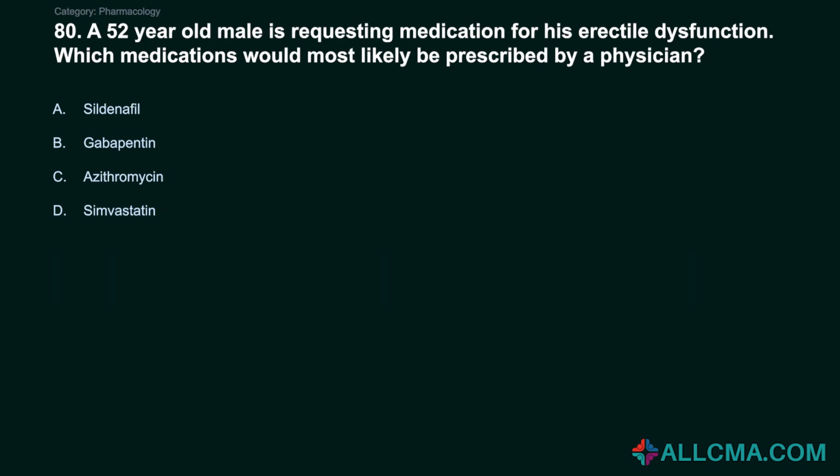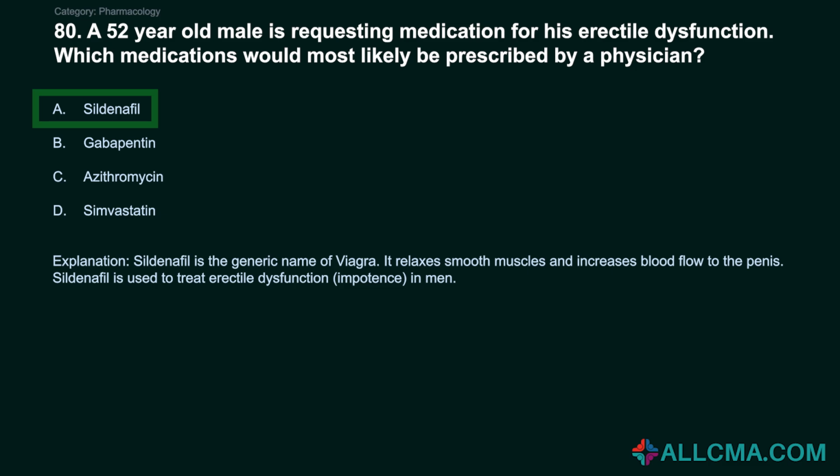80. A 52-year-old male is requesting medication for his erectile dysfunction. Which medication would most likely be prescribed by a physician? A. Sildenafil. B. Gabapentin. C. Azithromycin. D. Simvastatin. Correct answer, Sildenafil. Sildenafil is the generic name of Viagra. It relaxes smooth muscles and increases blood flow to the penis. Sildenafil is used to treat erectile dysfunction, impotence, in men.